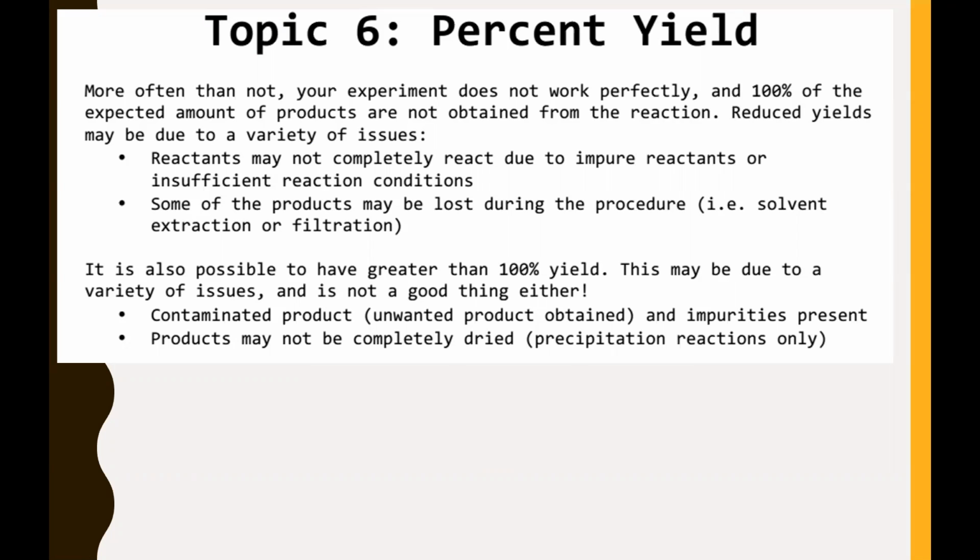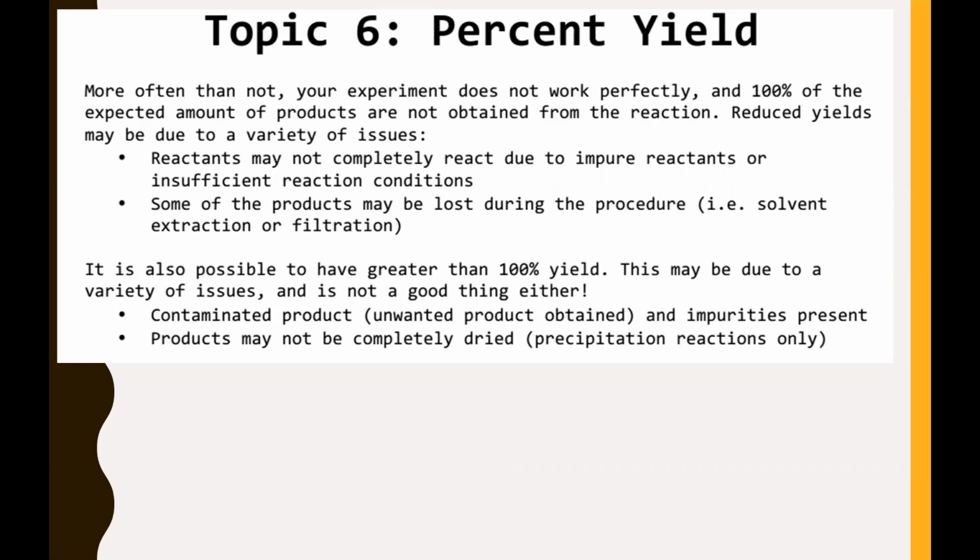In other words, during some method in the procedure, you might have actually lost some of the products. They would have been removed from the system, whether they stuck to something else or who knows what. They basically just disappeared somehow. So it's not necessarily that they didn't react to form product, it's just that they ended up being caught on something else. Now, it's also possible to have a greater than 100% yield. This may be due to a variety of issues, and it's not a good thing either.